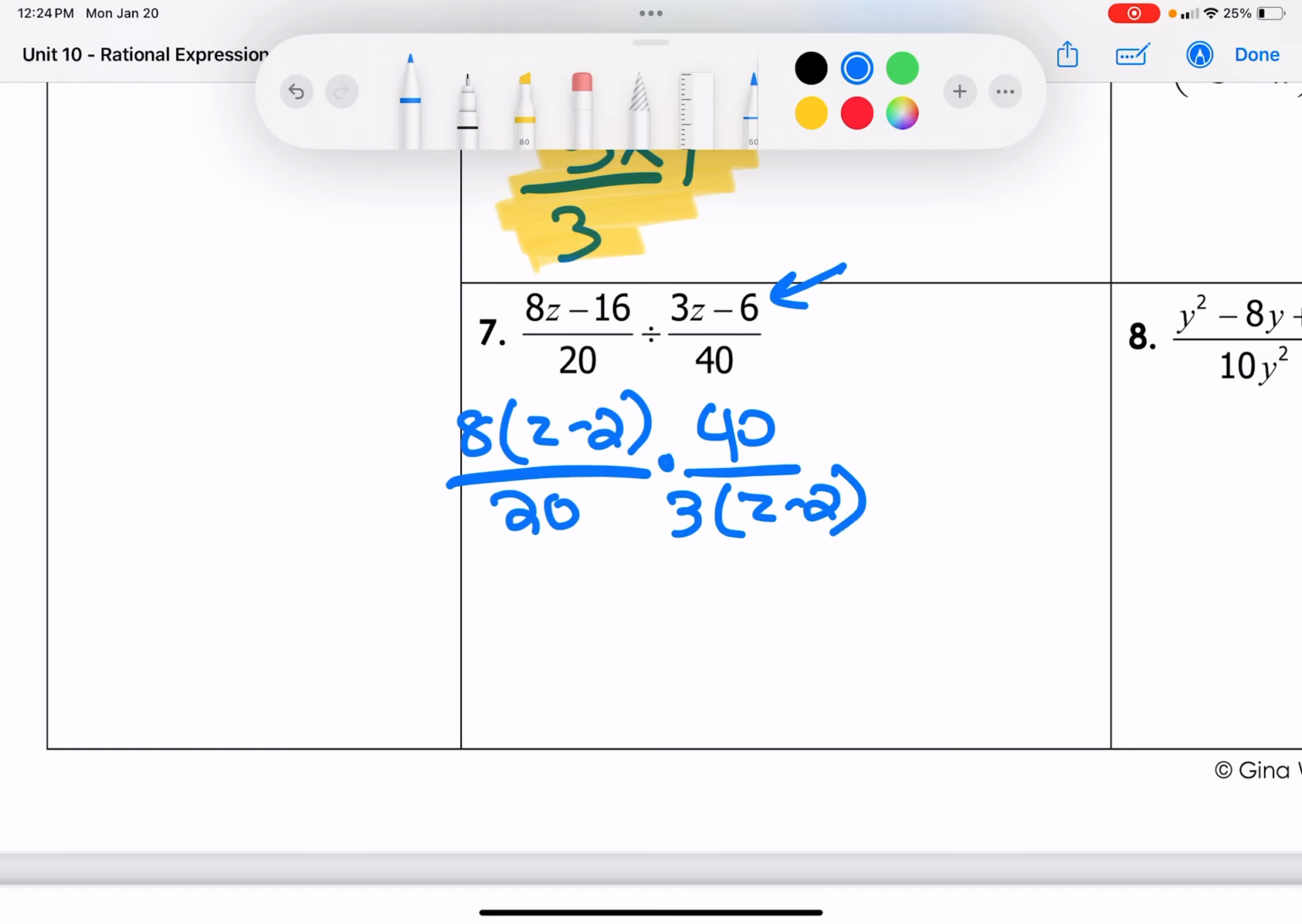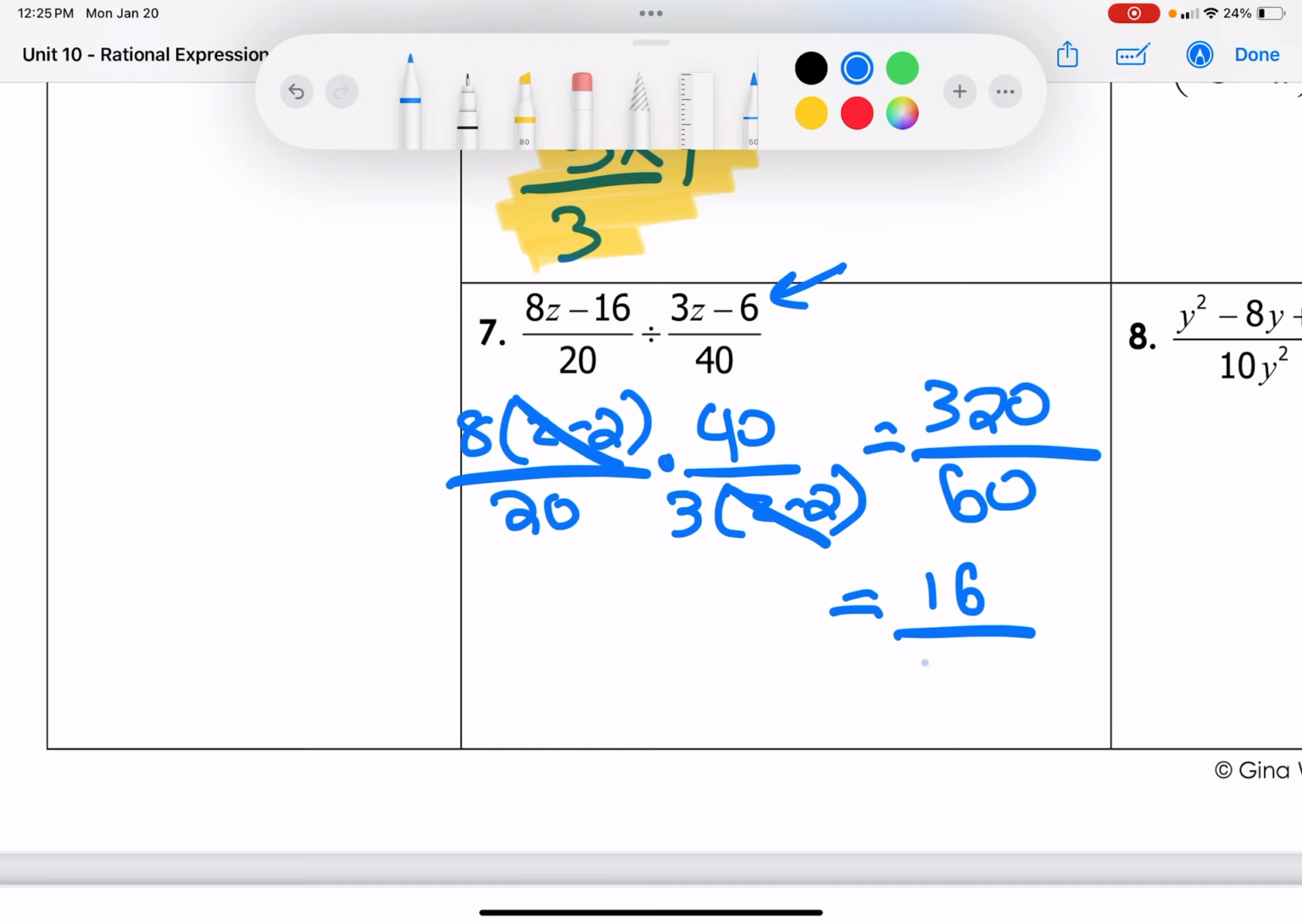All right, now we could simplify this. We could go across. So now I have the z minus 2's. These cancel, right? 8 times 40 is going to give me 320 over 20 times 3 is 60. And once I simplify that, 20 goes into both. 20 goes into 320 16 times, and 20 goes into 60 3 times. And that would be my answer.